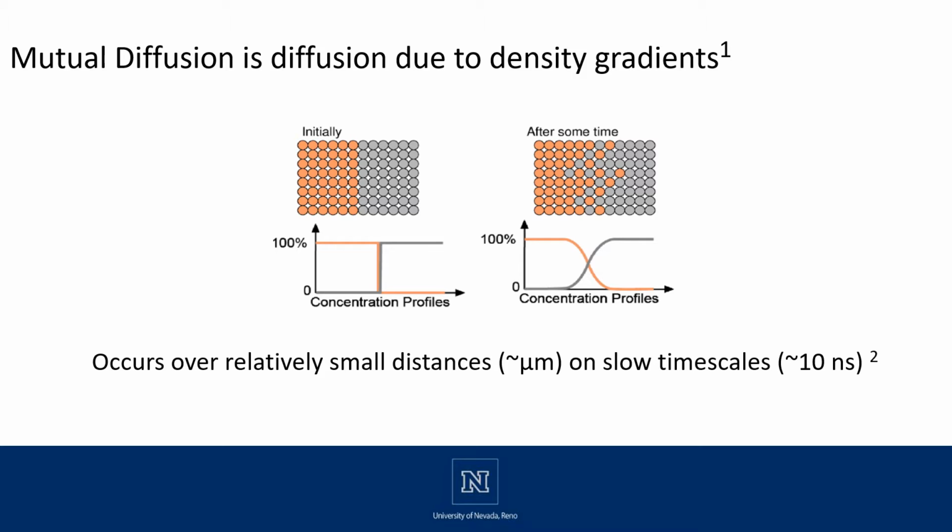Mutual diffusion is characteristically slow, occurring over relatively small distances of perhaps a micron scale length on a rather slow time scale of upwards of 10 nanoseconds. So this is a very fine, small process, but requires a long-lasting sample.